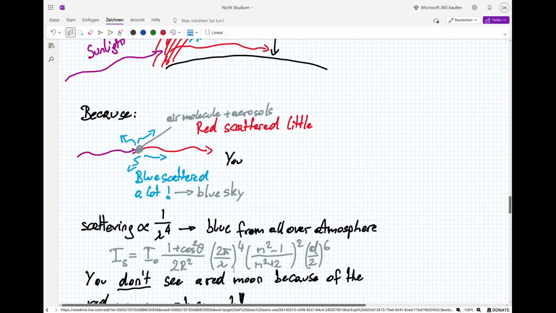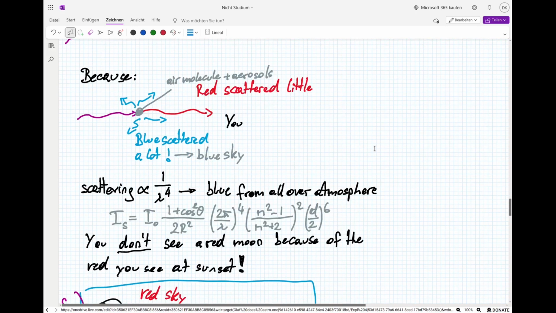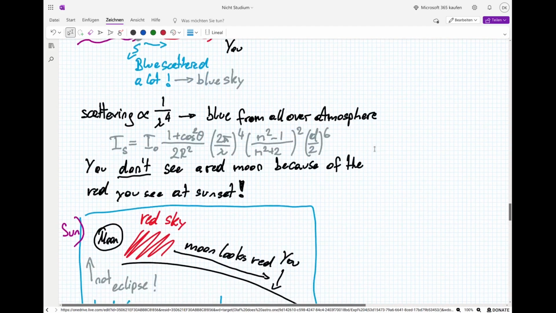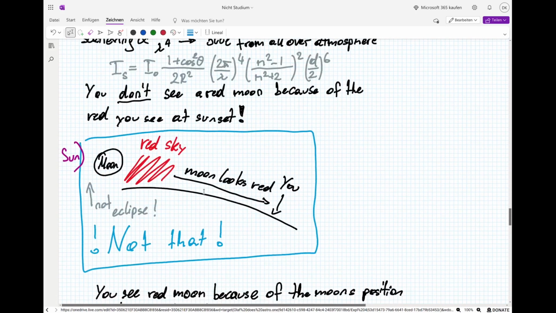Here's the formula if you're interested, and you can see here that there's a dependence on 1 over the wavelength of light to the 4th power, right? It comes from this term here. So you don't see a red moon because of the red you see at sunset during an eclipse. What I drew here is not why you see the moon as red in an eclipse. That's why you see it red when it rises or sets sometimes, right? And that's also the explanation for why you sometimes see a red sky at sunset or at dawn, but that's not why the moon seems red during an eclipse.